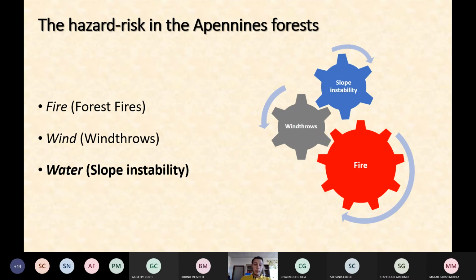In the Apennines, we have mainly the fire and wind disturbances of the three presented before, while the insect outbreaks are not a problem that affects mostly the Apennine area. So we decided to replace this disturbance with the slope instability that can be induced by the action of water in all its physical states. The disturbances can act independently or synergically, and can affect the forest with a potential risk of degradation.